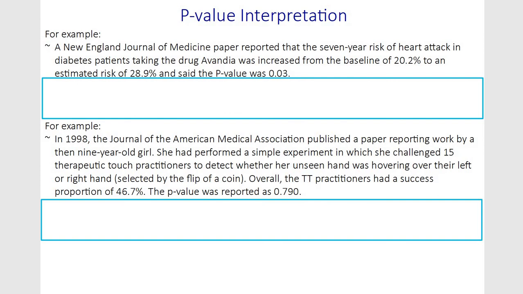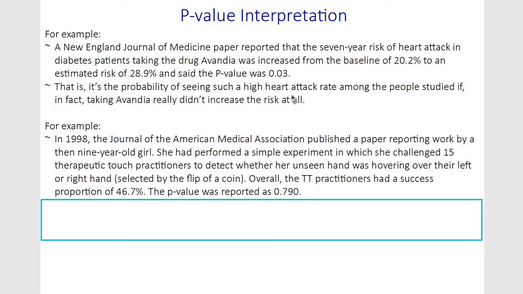Okay, so let's make sure we can interpret the p-value correctly. In the first example, a paper reported that the 7-year risk of heart attack in diabetes patients taking the drug Avandia was increased from 20% to 28%, and the p-value was 0.03. So what does that p-value represent? That p-value is the probability of seeing such a high heart attack rate among the people studied if, in fact, taking Avandia really didn't increase the risk at all. That would be your null hypothesis, where Avandia didn't really increase the risk.